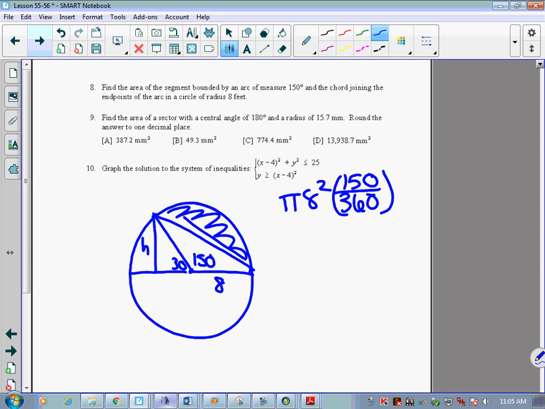Okay? As we talk about this, this is still 8 right here. You follow me? So what we can actually do with this particular one is use special right triangle ratios, because I know that this is 60. So the height has to be 4, right?